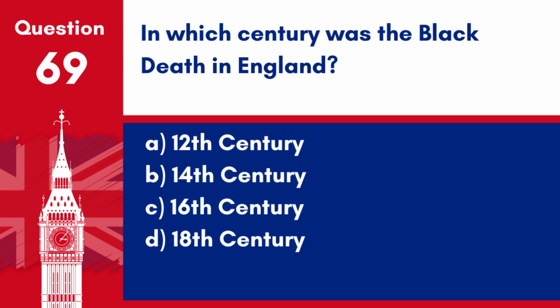Question 69. In which century was the Black Death in England? A. 12th century. B. 14th century. C. 16th century. D. 18th century. Answer: B. 14th century. The Black Death occurred in England during the 14th century, around the mid-1300s.